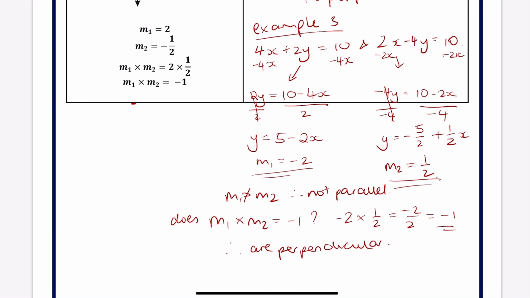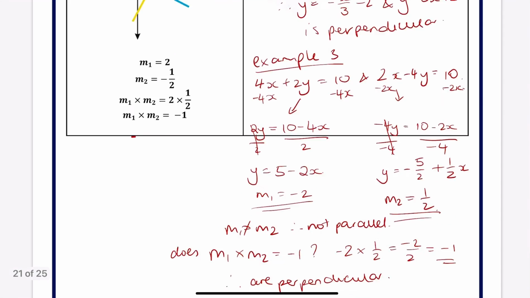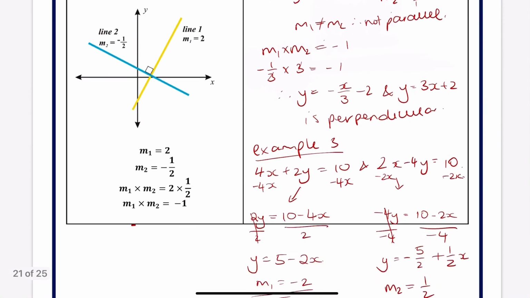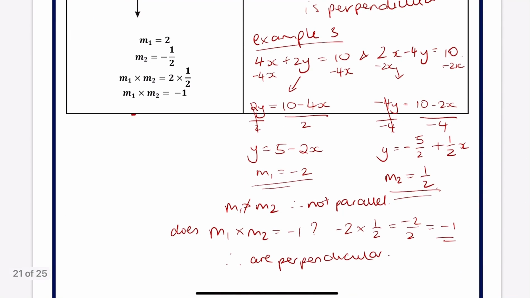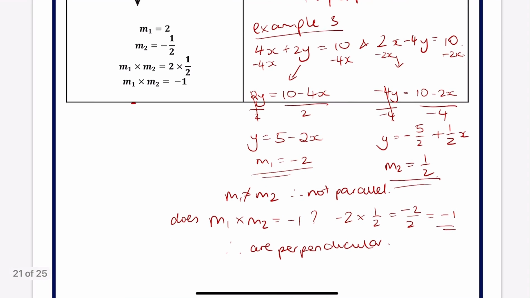Okay, so that's how you identify parallel and perpendicular lines that are either in gradient intercept form or in general form: convert it to gradient intercept form, then find the gradient.